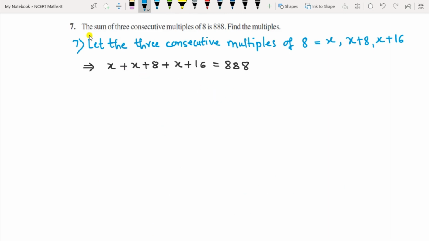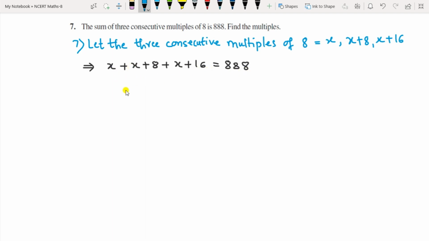Now seventh question is, the sum of three consecutive multiples of 8 is 888. Find the multiples. Three consecutive multiples of 8. Multiples of 8 means tables of 8. So you know tables of 8, you have to go on adding 8, 8, 8 and all that. So if first number is x, second number will be x plus 8, third number will be x plus 16. If you add all these three terms, you get the total as 888.